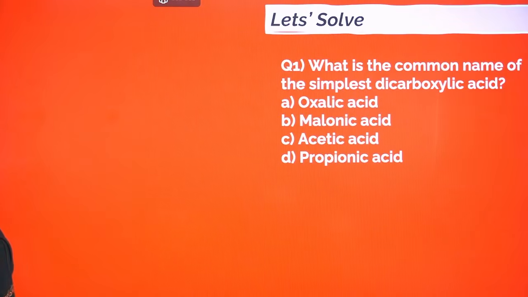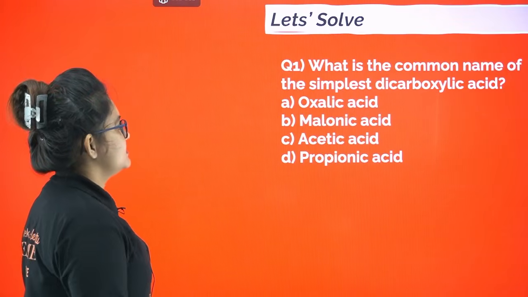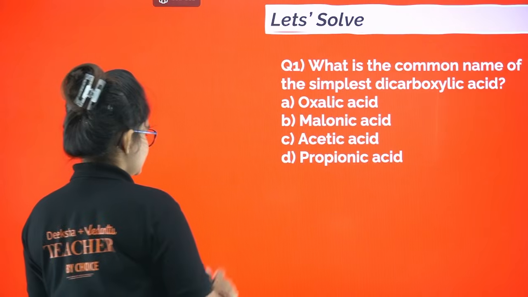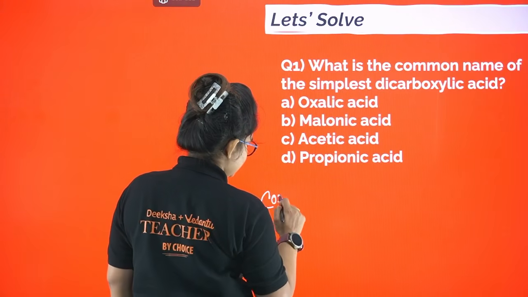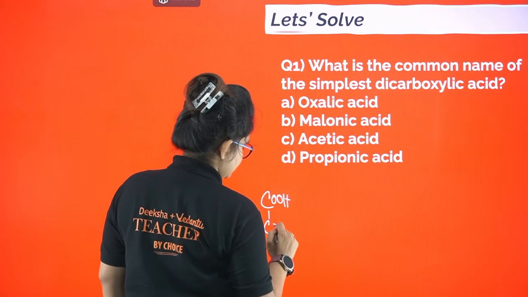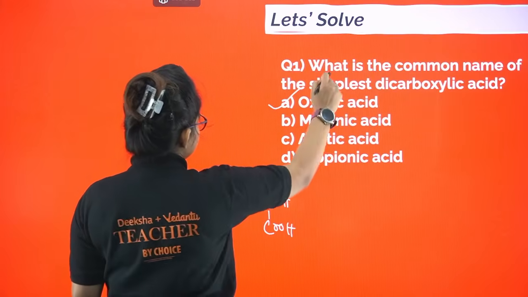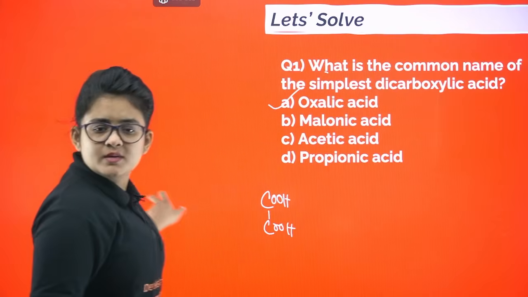Okay, one problem. What is the common name of the simplest dicarboxylic acid? The simplest dicarboxylic acid, where two carboxylic acid units are attached to each other, is nothing but oxalic acid. Okay, proceed.